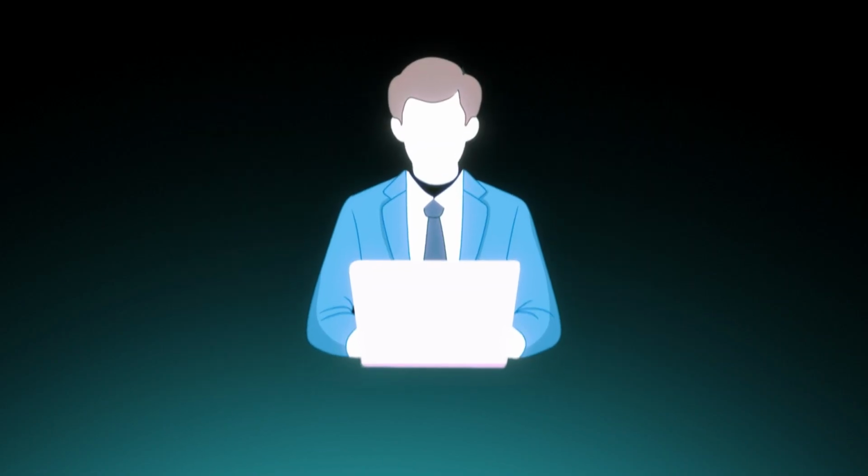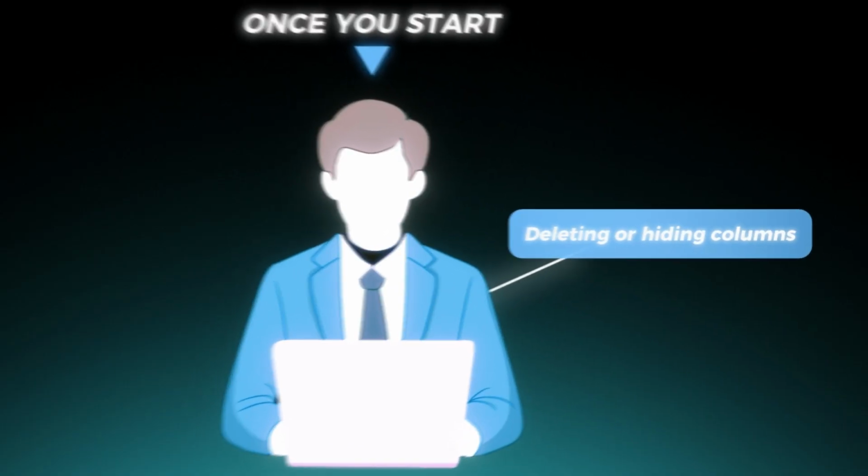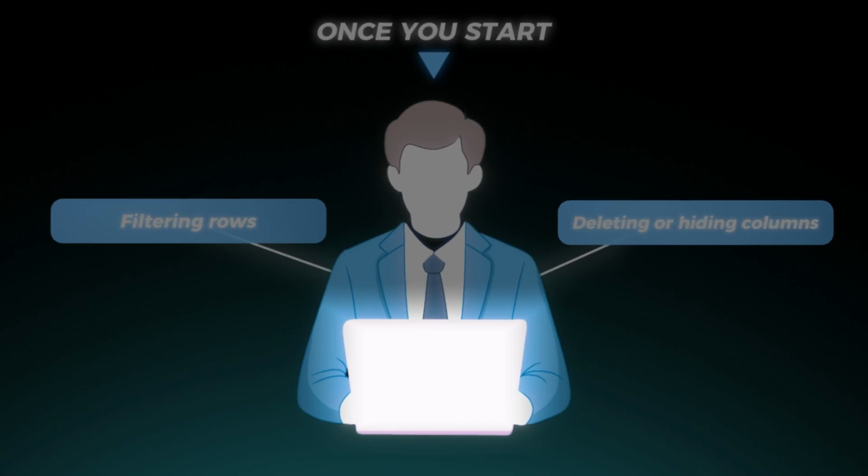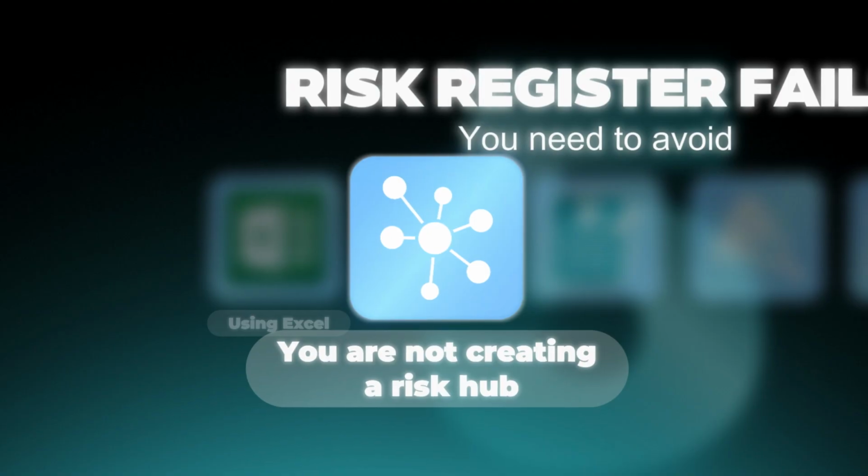So what I mean is, once you start deleting columns or hiding columns, filtering rows because you only want to see your stuff, all these kinds of things, you're messing it up for me, because now when I go and access that spreadsheet, or if I'm accessing it at the same time as you, what you're doing is affecting me. That's not collaboration, period.